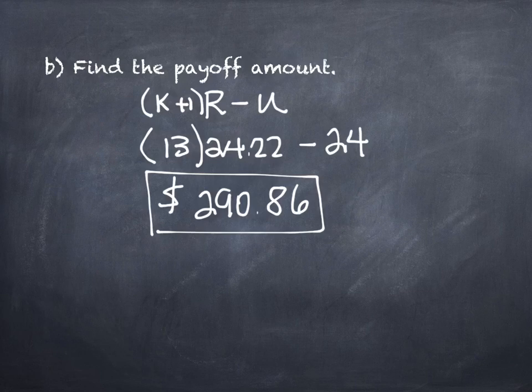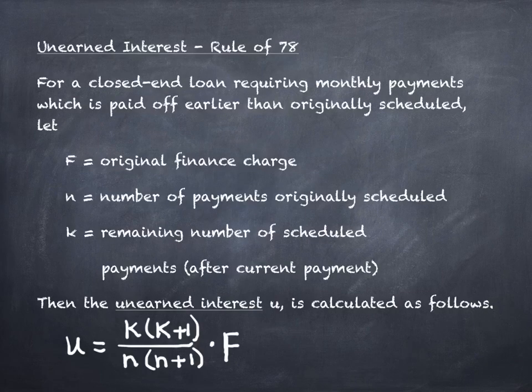All right, there's one more way of finding the unearned interest, and this is the rule of 78. So all the details at the beginning are the same. It's a closed-end loan, or an installment loan. We're going to pay it off early.